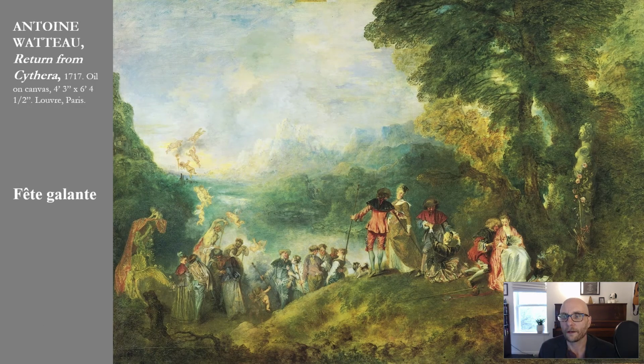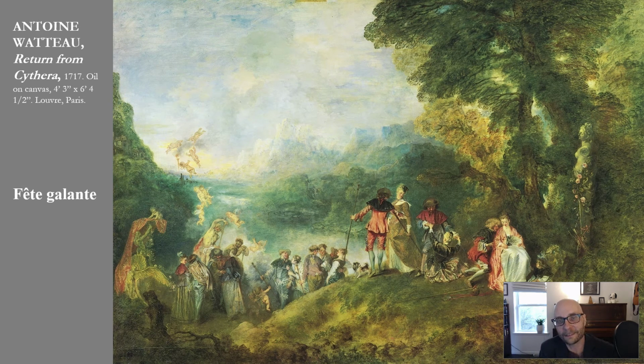This is his masterpiece. This is Return from Cythera, or sometimes called Embarkation for Cythera. Cythera is a Greek island of eternal youth. And this is a kind of painting that became very popular in the Rococo and was invented by Watteau. It's called the Fête Galante. This is basically an outdoor party. And these were very popular among the aristocracy during the Rococo period. And it was often an excuse to dress up. Think of it as 18th century cosplay, right?